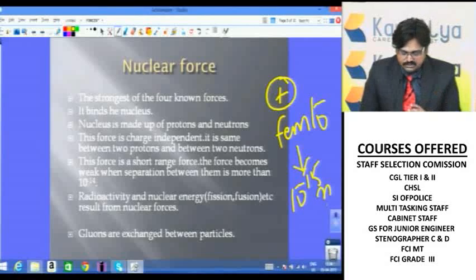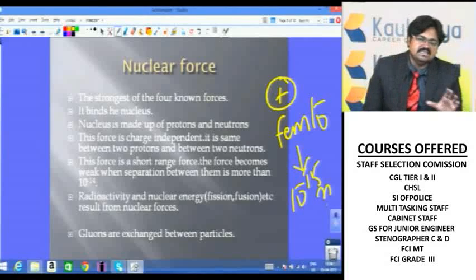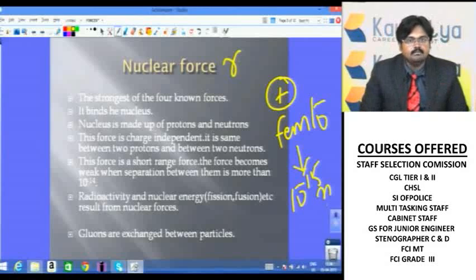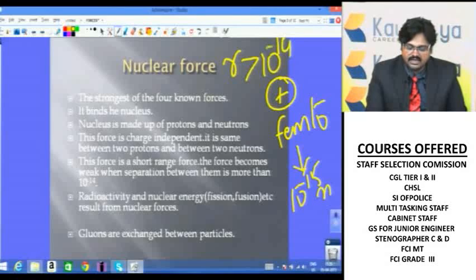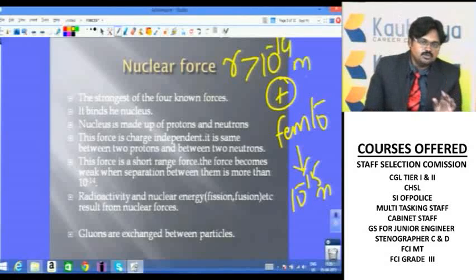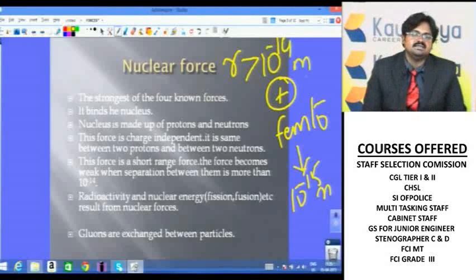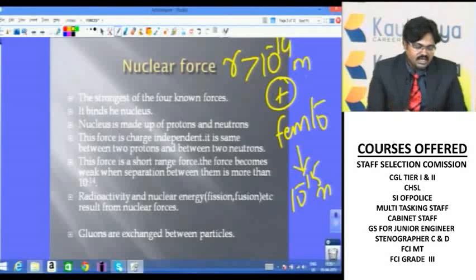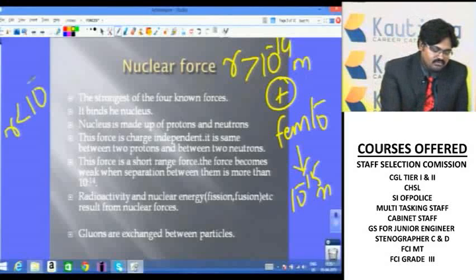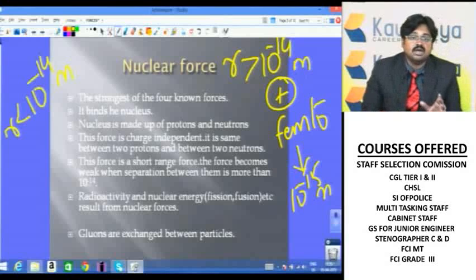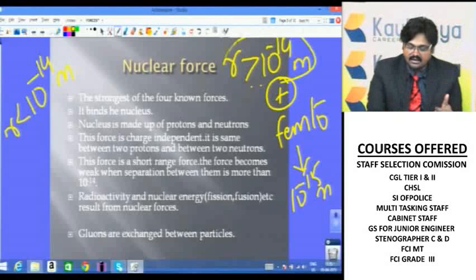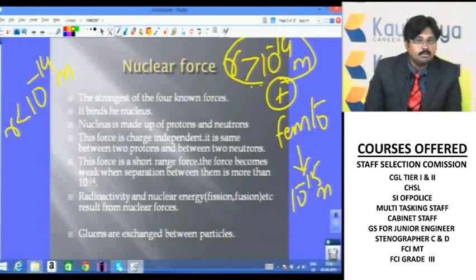Now the nuclear force works in the range of femtometers. If the distance r between two particles is greater than 10 to the power of minus 14 meters, then there is no nuclear force. If r is less than 10 to the power of minus 14 meters, the nuclear force kicks in and becomes the dominant force. For r greater than 10 to the power minus 14, electromagnetic is dominant. For r less than 10 to the power minus 14, the nuclear force is dominant.